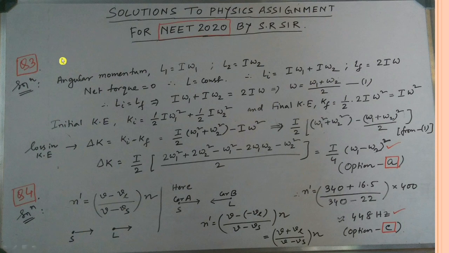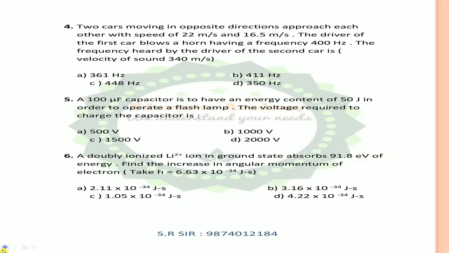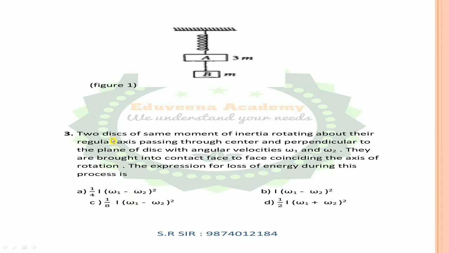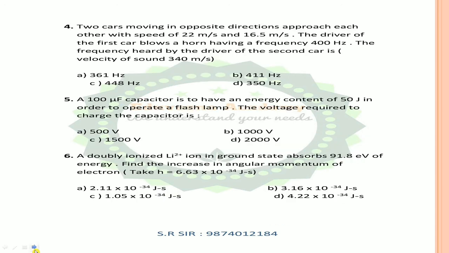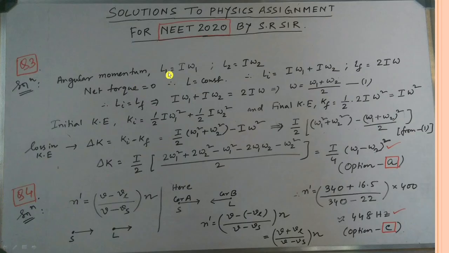So we have got two disks with different angular velocities, but the two disks are of the same nature. Two disks of same moment of inertia. So the moment of inertia of the two disks is the same, but the angular velocities are different. So the angular momentum from the formula L equal to I omega: for the first disk, L1 equal to I omega 1, and L2 equal to I omega 2.